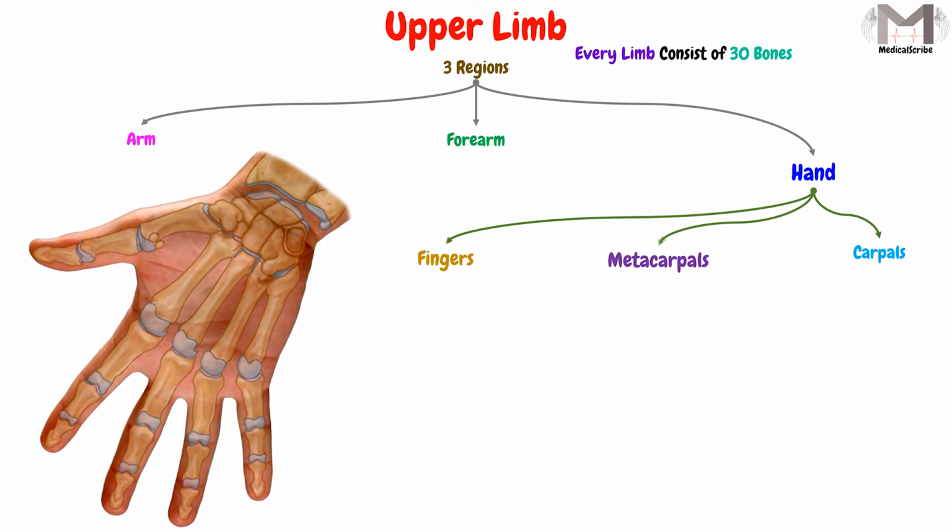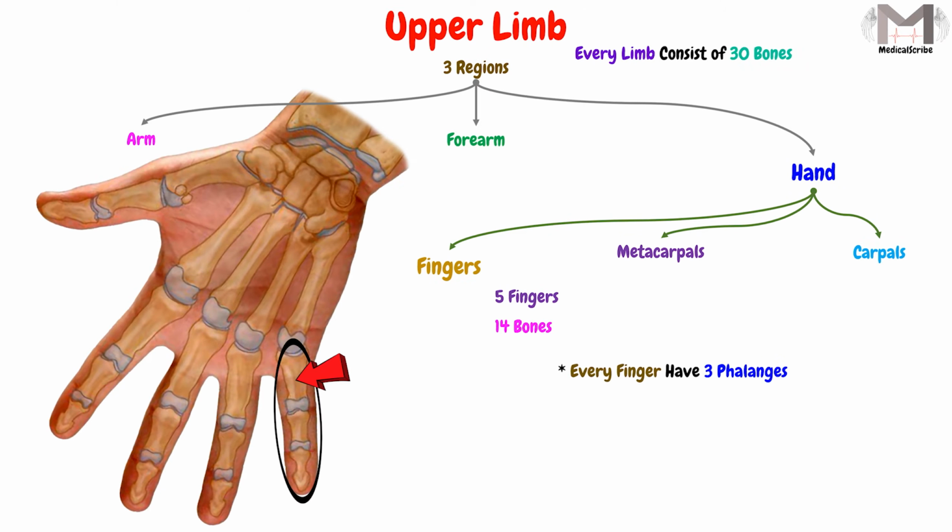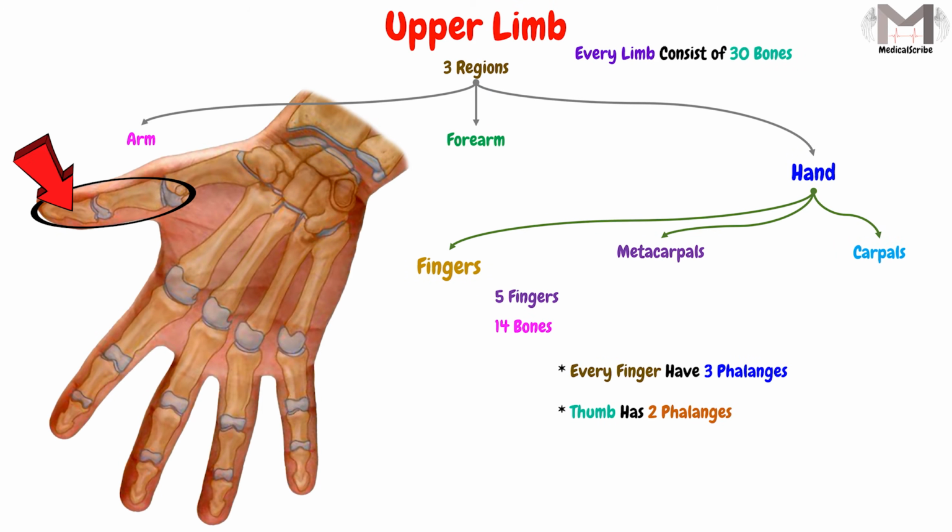Lastly, we have the fingers. As you know, we have 5 fingers. Those 5 fingers consist of 14 bones or 14 phalanges, because for every finger, there will be 3 phalanges, except the thumb, which consists of 2 phalanges. So this is regarding the bones of the third region in the upper limb.